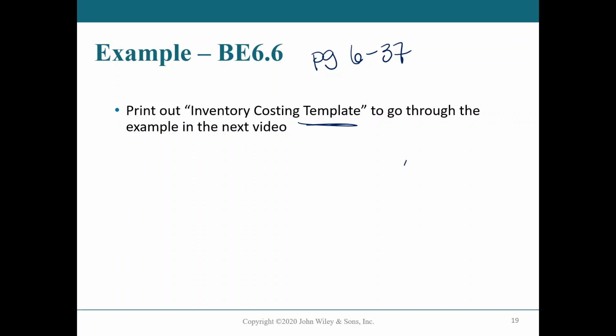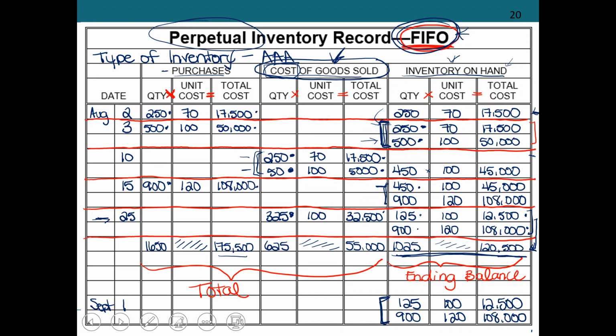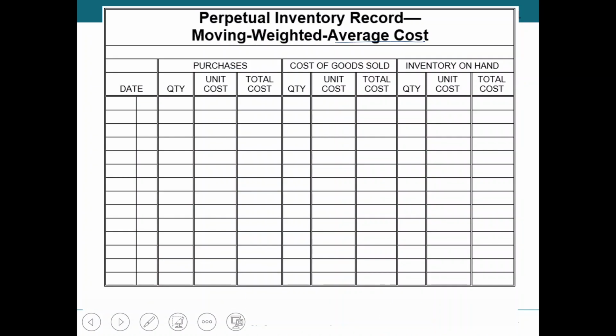Okay, so we're still on BE 6.6. We looked at the FIFO method. So that was the part A that we needed to do. And now we're going to take a look at the same question, but we're going to do the average cost. And the template I gave said moving weighted average cost, which is just an elongated name. It's called the moving weighted average.